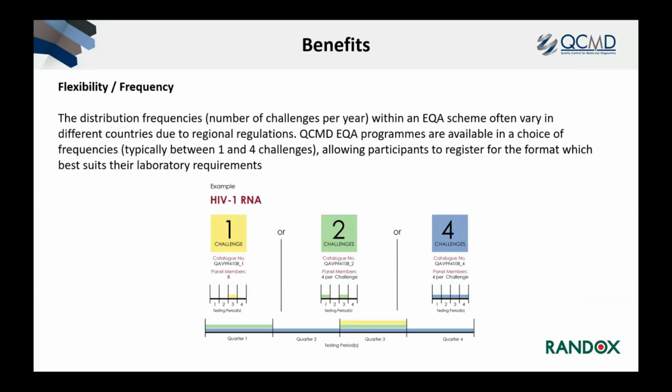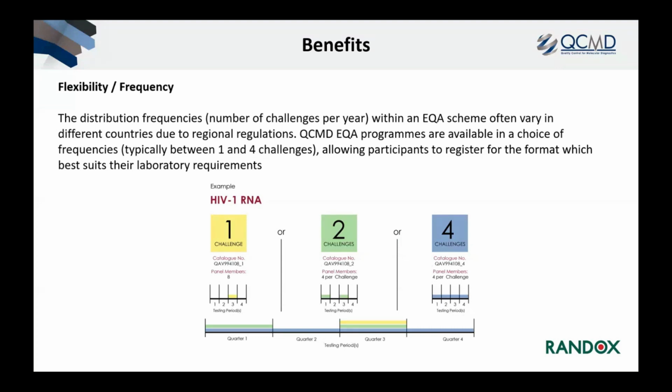QCMD also is quite flexible. QCMD offers flexibility in frequency. Basically, with each of the schemes, there are different numbers of distributions available. So distribution frequencies, or the number of times that samples, challenges or panels are distributed throughout the year within an EQA scheme, vary depending on countries and the regulations within them. QCMD schemes are flexible, and it allows you to choose a frequency which suits your needs and the regulations that you're subscribing to. Most schemes typically have between 1 and 4 challenges.